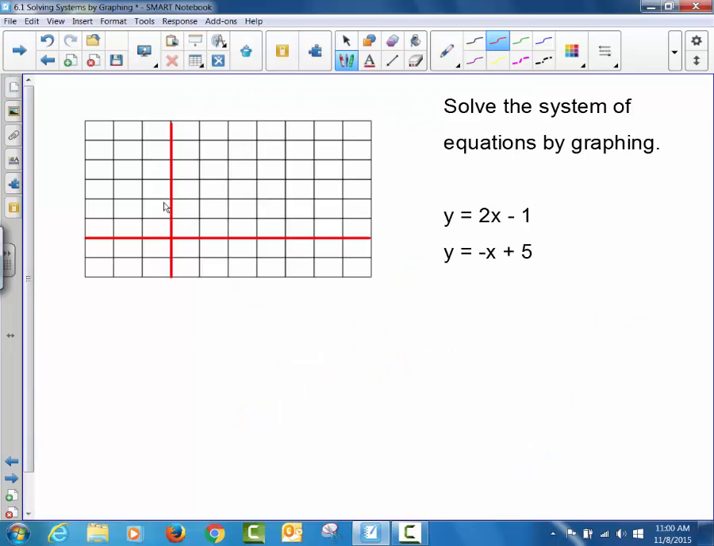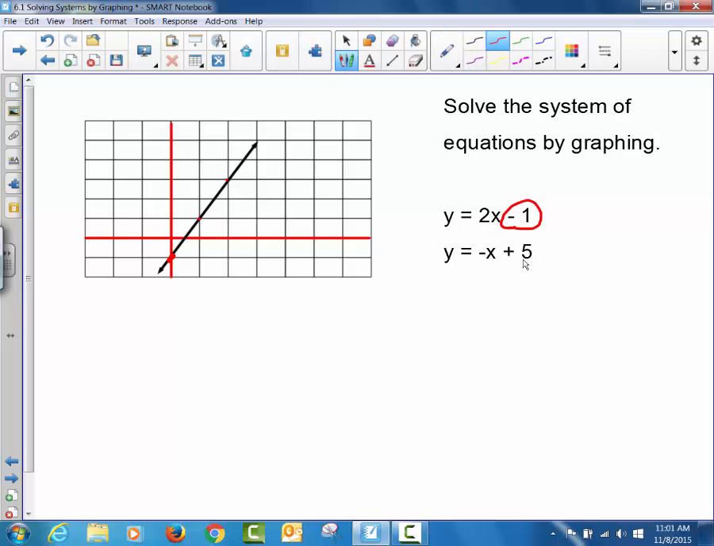Okay, let's solve the system of equations by graphing. We've got y equals 2x minus 1, and we've got y equals negative x plus 5. What we need to do is graph both equations. The way we start out is we've got a negative 1, and that negative 1 is our y-intercept. So we come over here and we put a dot at negative 1. Okay? And our slope is 2, so that means that we're going to go up 2 and over 1, and up 2 and over 1. And we can make our line now. And we've got our line that we've just graphed for y equals 2x minus 1.